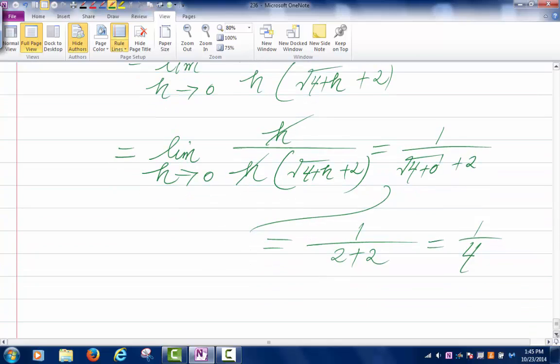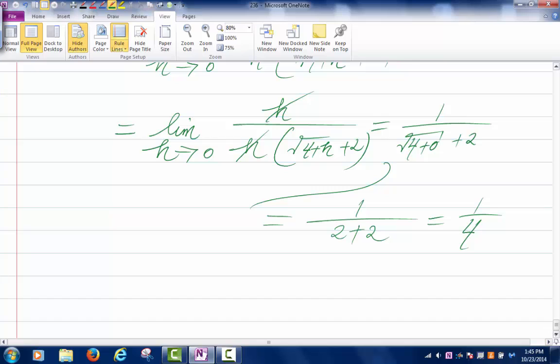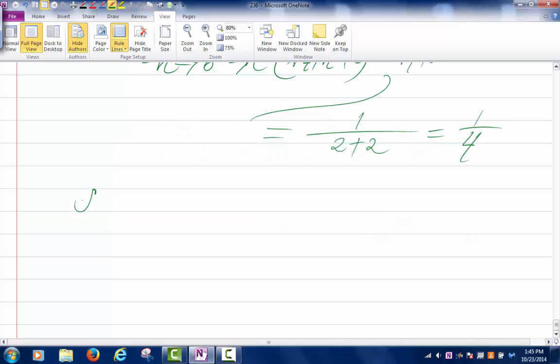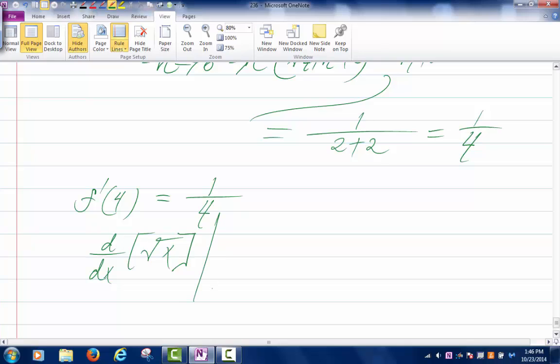So what we found then is that the derivative of the function root x at 4 is equal to 1 over 4. So this is the derivative with respect to x of the function root of x, right? And the derivative of this function evaluated at x equals 4. And that's what we are saying is 1/4.